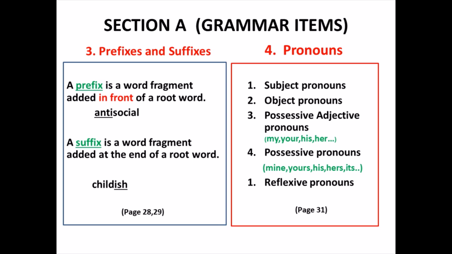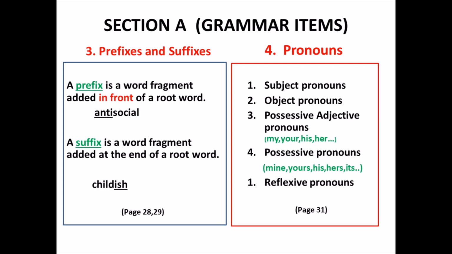Then suffix. A suffix is a word fragment added at the end of a root word. So it comes after the word. For example, childish. So ish is the suffix. Like that, you have to be thorough with the prefixes and suffixes along with their meanings. And they're given on page number 28 and 29 of your text.